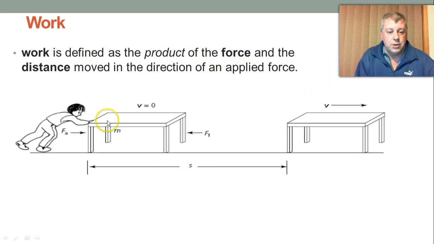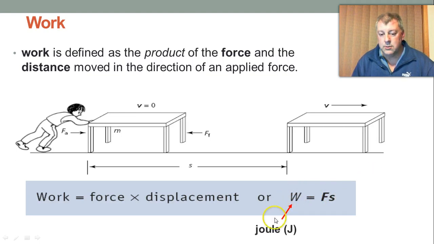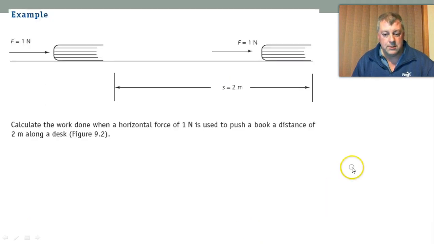So here we have someone pushing a table. This is the applied force. This is the mass. This would be the force friction. We're going from zero velocity to having a velocity, and we're moving it from that distance to that distance. Therefore, according to this definition, work equals force times displacement, or as you'll see on your information sheet, W equals Fs, where W is the work and its unit is joules because it's a form of energy. And then we have force times displacement.